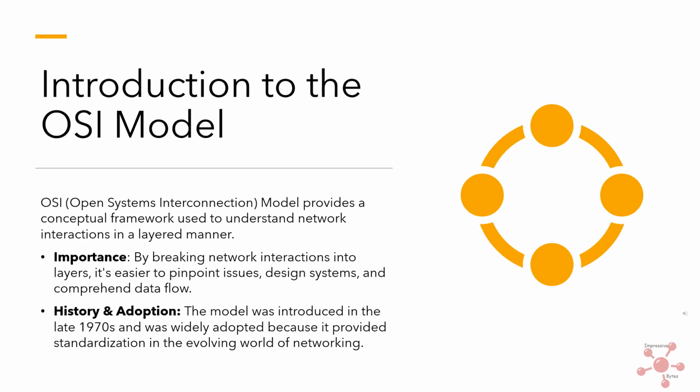Introduction to the OSI model. The OSI model, or Open Systems Interconnection Model, is our roadmap for understanding how data travels through a network. Introduced in the 1970s, this model standardized the chaotic world of networking into 7 distinct layers, each having its unique role.